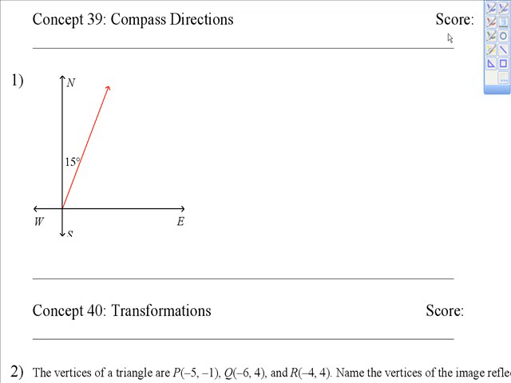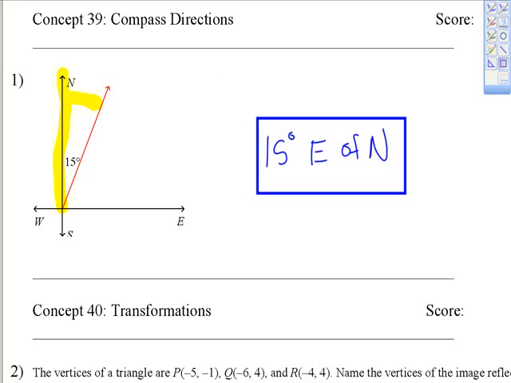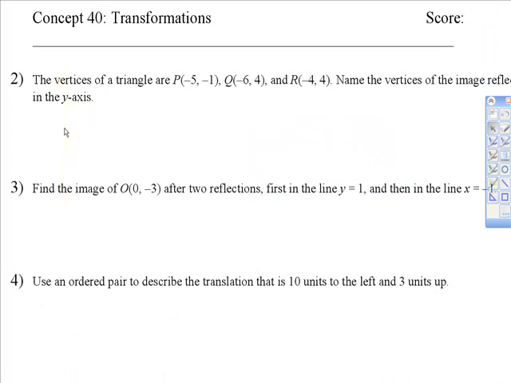Compass directions, number one. We just got to find the compass directions for this diagram. We see that this thing is trying to go north, but it's being pulled 15 degrees toward the east, so that's how we write it. We just write 15 degrees east of where we're trying to go, which is north. So 15 degrees east of north. Any questions there?